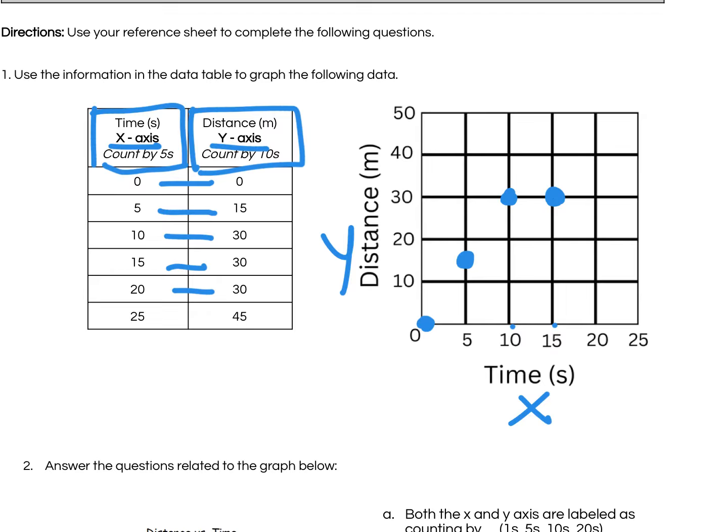Then 20 and 30, so I go over to 20, and I'm going up to 30 again, and there's another point. And then the last one, 25 and 45. So I'm going over to 25, and then I'm going up to 45.